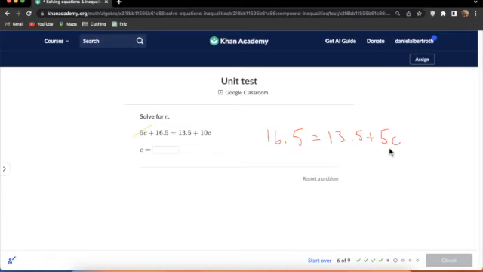Now C is already kind of by itself. I want to subtract 13.5 from both sides. So it's going to be 5C equals 16.5 minus 13.5, which is 3. So for C, I'm going to divide both sides by 5. It's 3/5. So that's the answer there.